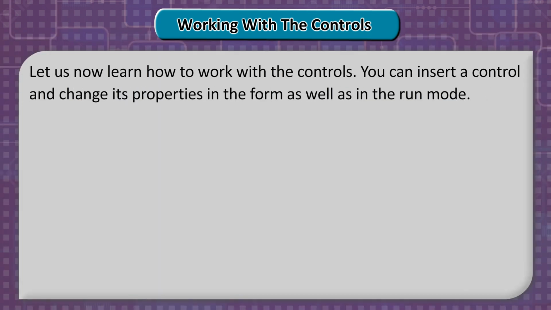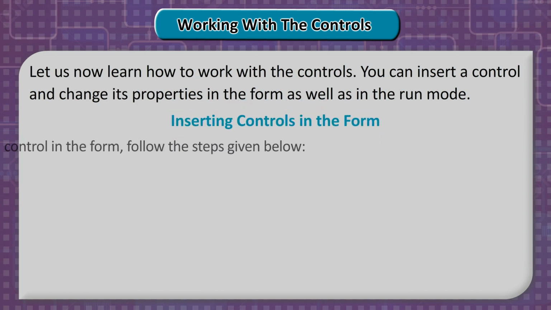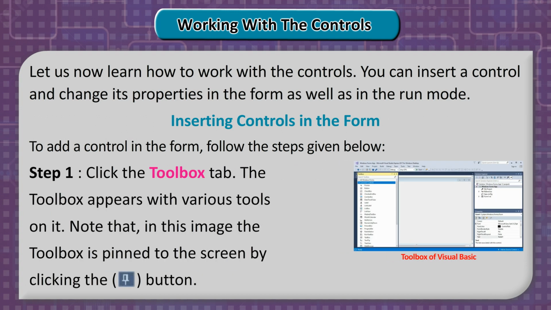Working with the controls. Let us now learn how to work with the controls. You can insert a control and change its properties in the form as well as in the run mode. Inserting controls in the form. To add a control in the form, follow the steps given below. Step 1. Click the Toolbox tab. The toolbox appears with various tools on it.